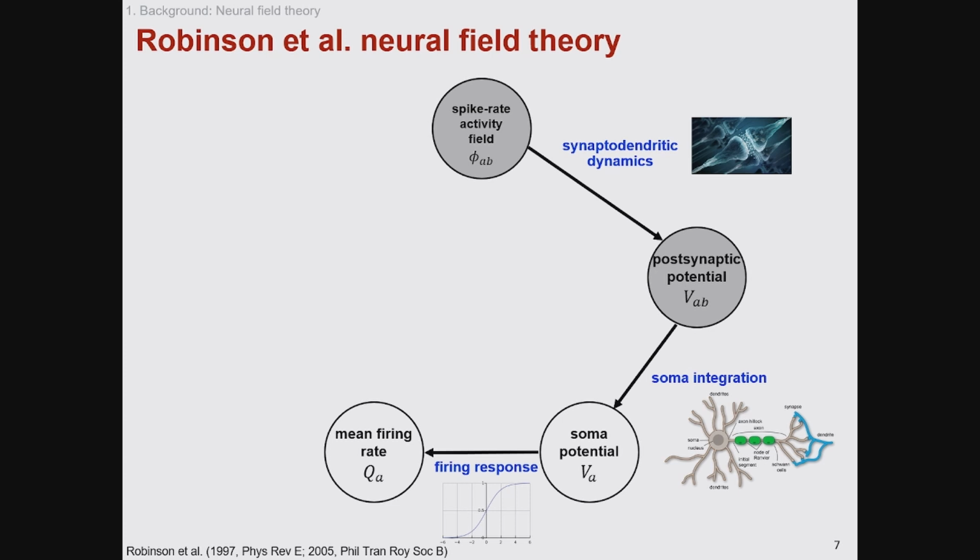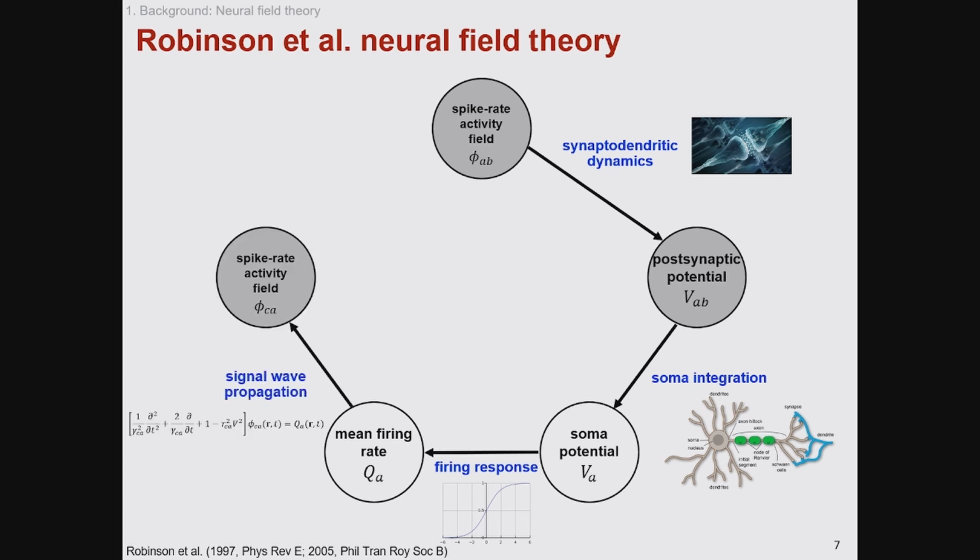And the last bit is our most favorite one: how do we now convert this firing rate to the activity? That's where the signal wave propagation comes into play, what Michael Breakspear showed this morning. So we're not only interested in how the populations fluctuate in time, but how it affects the spatiotemporal dynamics of the system. I'm going to describe more about the wave equation in the next couple of slides. So that's pretty much the basics of this Robinson neurofield theory.